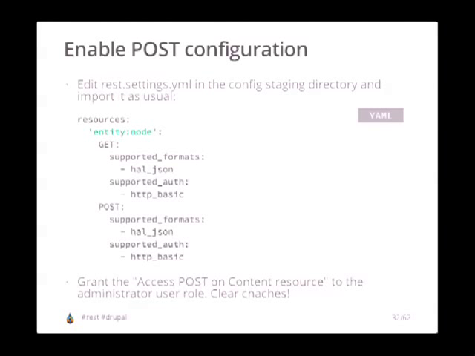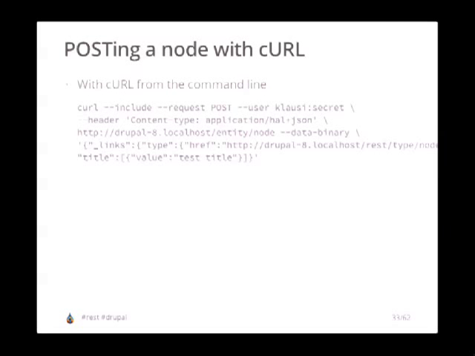And yeah, in this example, we can give it just to the administrative user role. And in the end, we also have to clear caches so that the new configuration is picked up and everything is ready. And if you look at that example, you can also do it from the command line. It's a bit longer. So you have to make sure that the post body that you're sending to Drupal is correctly formatted as JSON. And the most basic thing that you need to create a new node is to specify what node type it is. And that is done in the special links section in HAL. And in this example, I also provide a title for the new node.